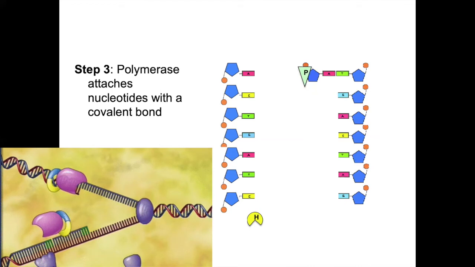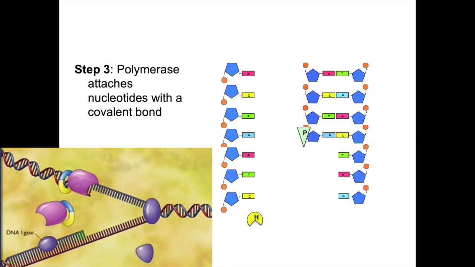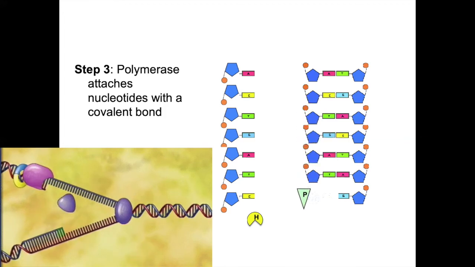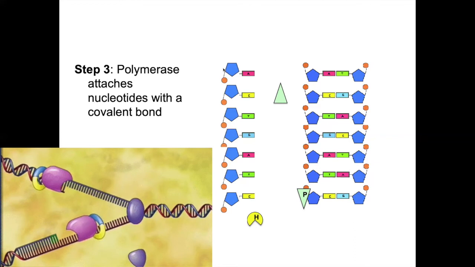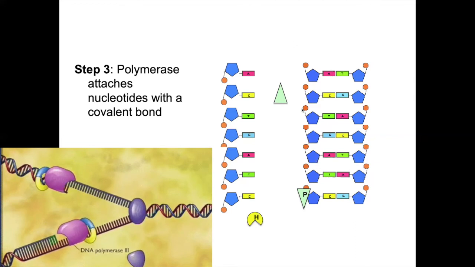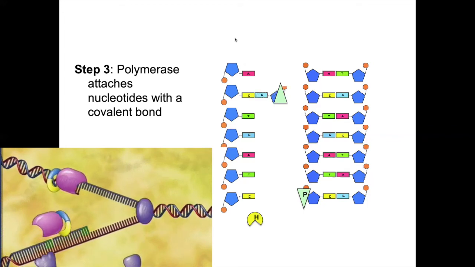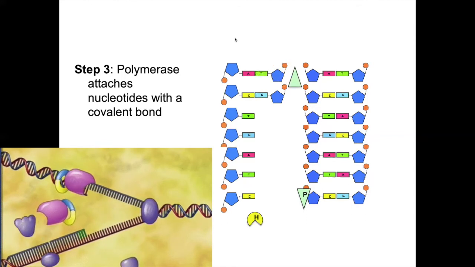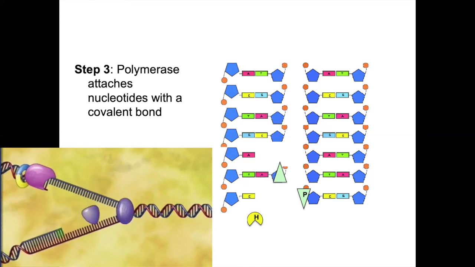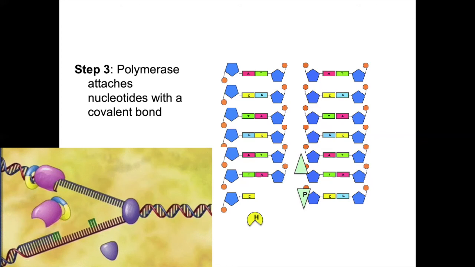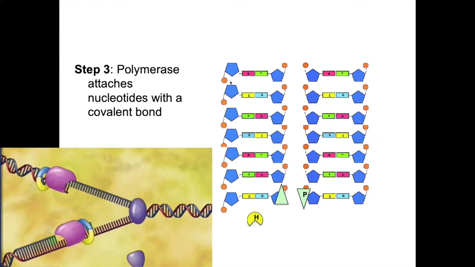So let's rewind that. All in one quick motion. The other side, the 3' to 5' direction, is going to be opposite. Remember, it can only go 5 to 3, which is the wrong direction. So it is going to attach these guys and then jump off and then add more and then jump off and then add more and then jump off and add more. So this guy takes longer, which is why it's called the lagging strand. It's lagging behind.